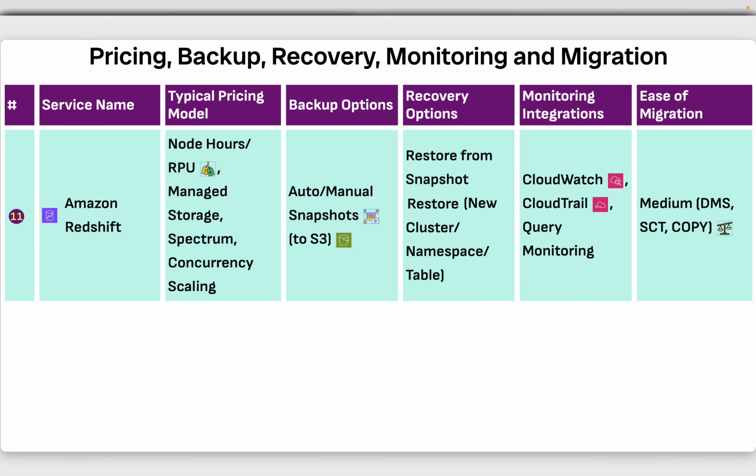Amazon Redshift, you will be charged based on the node hours, Redshift Processing Units, how much managed storage, any Spectrum queries, and concurrency scaling. Backup options: you have automatic and manual snapshots to S3. Recovery: restore from snapshot, restore to a new cluster or namespace or table. Monitoring integrations: you have CloudWatch, CloudTrail, and query monitoring. Ease of migration is medium. So you can use the Schema Conversion Tool, COPY, and Database Migration Service.